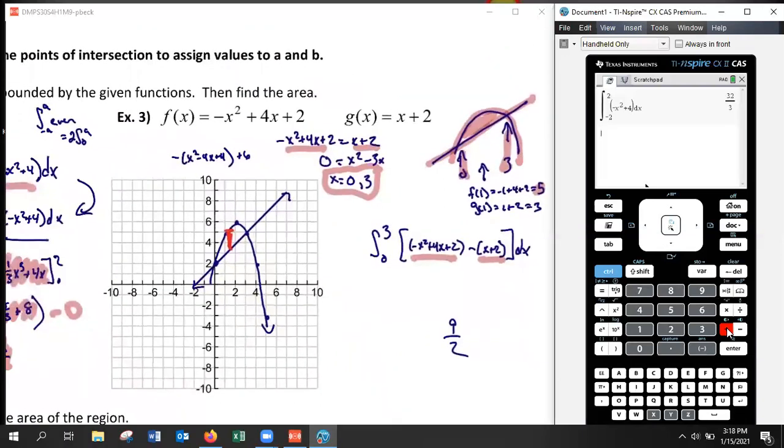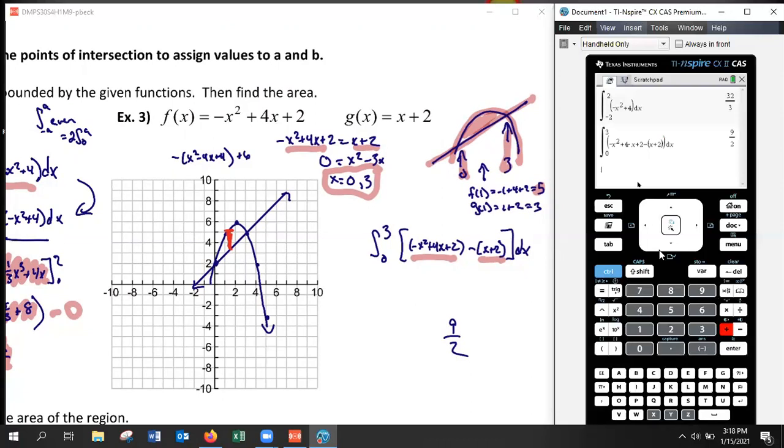Then what I had the students do in class, this is one that we could definitely do by hand as well, but throw it in the calculator, shift plus. We're going to go from the x value of 0 to the x value of 3. And then the parabola is negative x squared plus 4x plus 2, minus the line, which is x plus 2. Don't forget our differential. 9/2 is our answer.